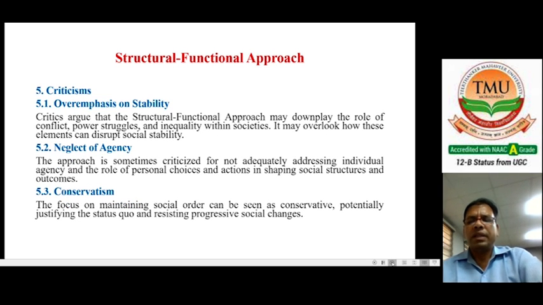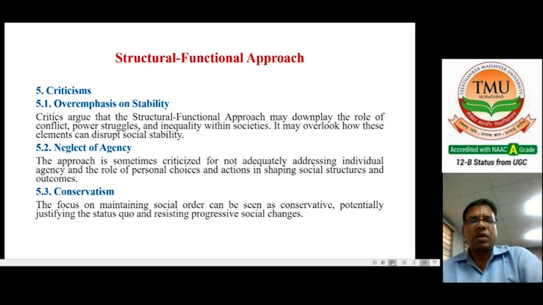Now come to the criticisms of the structural functional approach. The first is overemphasis on stability. Critics argue that the structural functional approach may downplay the role of conflict, power struggles, and inequality within society. It may overlook how these elements can disturb social stability.